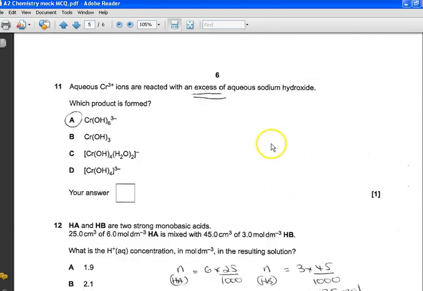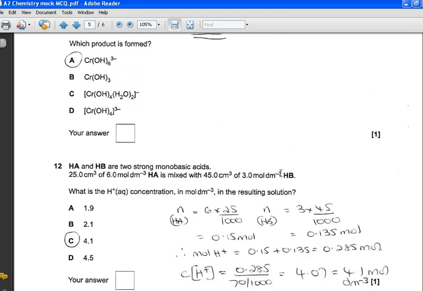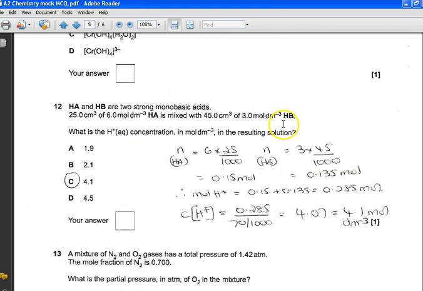Number 11, we're told that you've got Cr3+ ions with an excess of sodium hydroxide. So the excess of sodium hydroxide forms this particular ion. And again, you need to learn it if you don't know it. If it wasn't in excess, you could get this one. Definitely not either of those two.